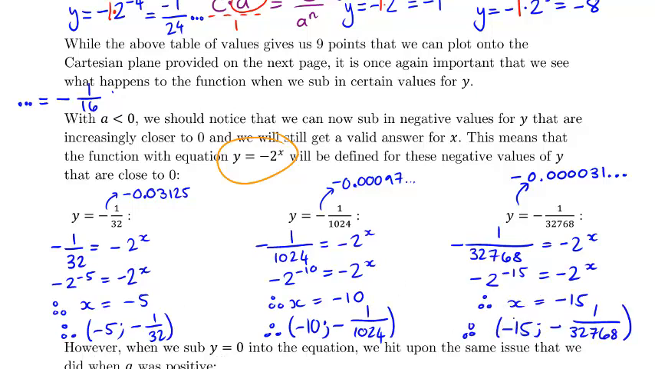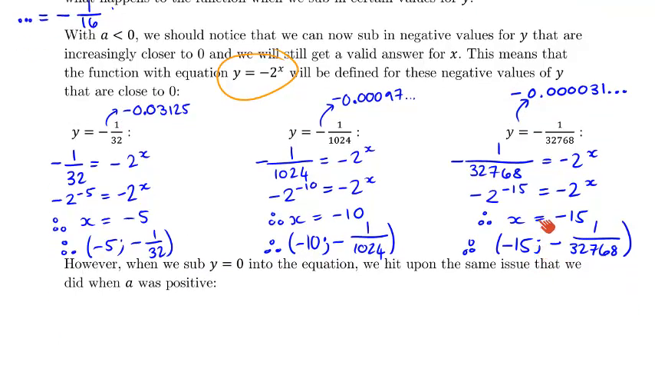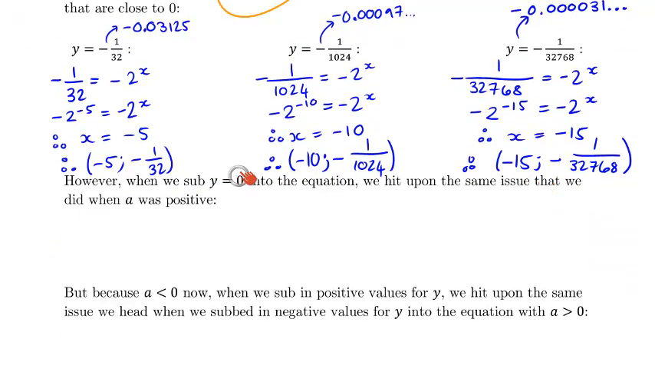And there you have it, guys. We've shown that the graph will exist for y values that get increasingly close to 0 from the negative side. And we're basically setting up to show that even though we get really close to 0, the graph will still exist when we hit 0 itself. When y equals 0, we hit upon the same issue that we did when a was positive.